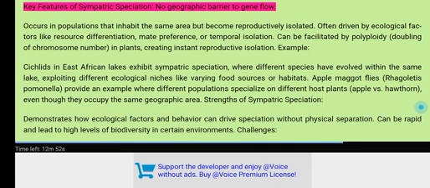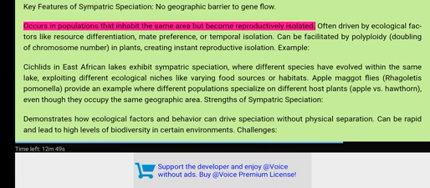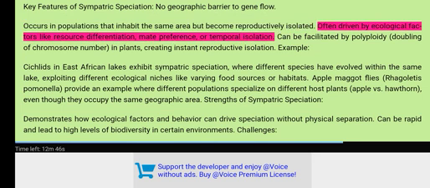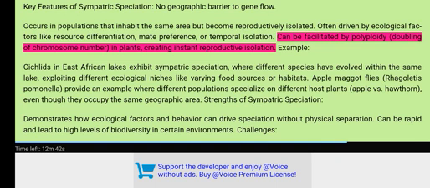Key features of sympatric speciation. No geographic barrier to gene flow. Occurs in populations that inhabit the same area but become reproductively isolated. Often driven by ecological factors like resource differentiation, mate preference, or temporal isolation. Can be facilitated by polyploidy, doubling of chromosome number, in plants, creating instant reproductive isolation.